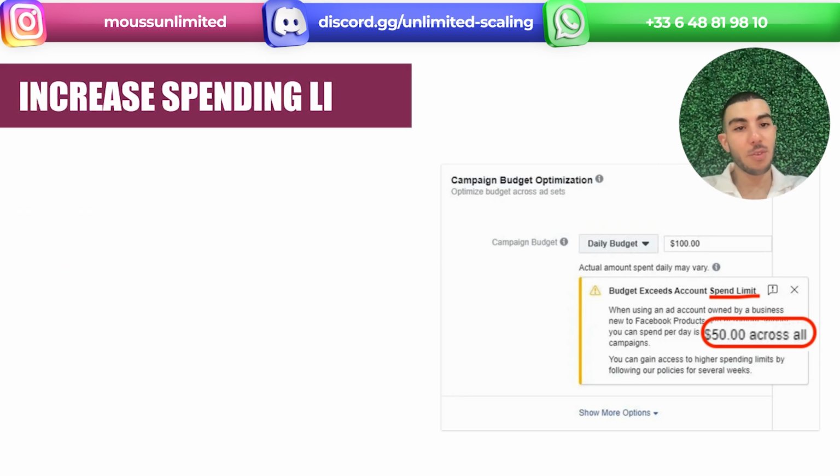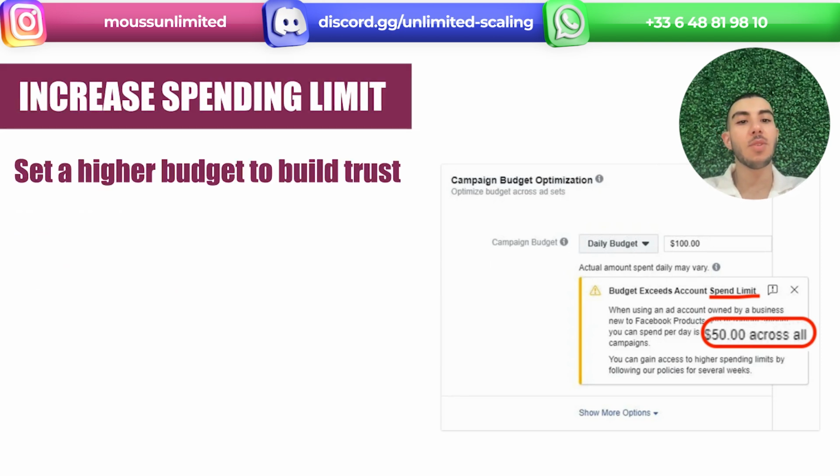So what I got for you: you should always set a budget higher than your daily spending when you're advertising to motivate Meta to increase your spending limit, okay? So it's better for you to put a higher budget. Even though they don't spend it all, Meta will build some trust with you, and the more they try to debit your payment method and everything is clean, the more chance you have to get an increase on your spending, okay? So that's very important.